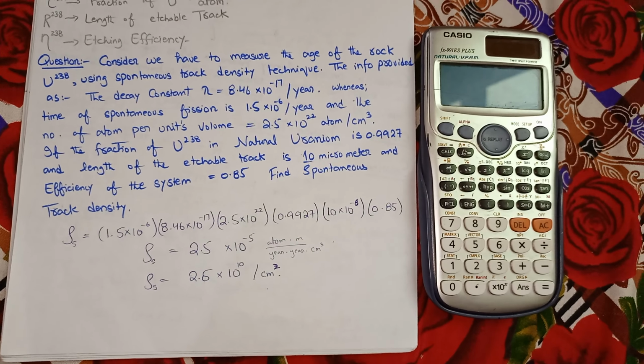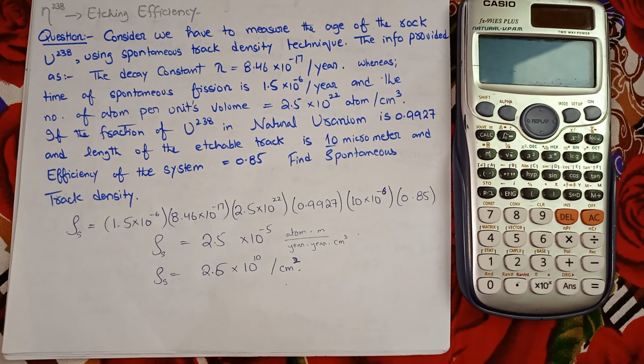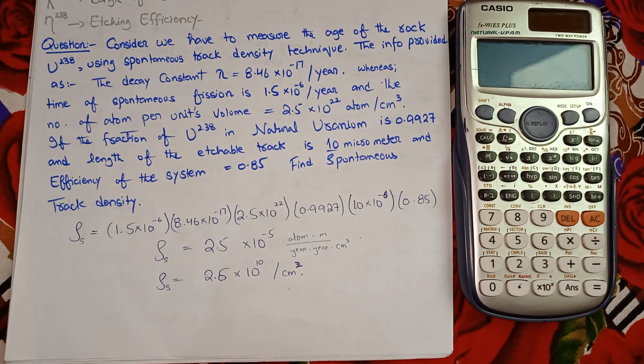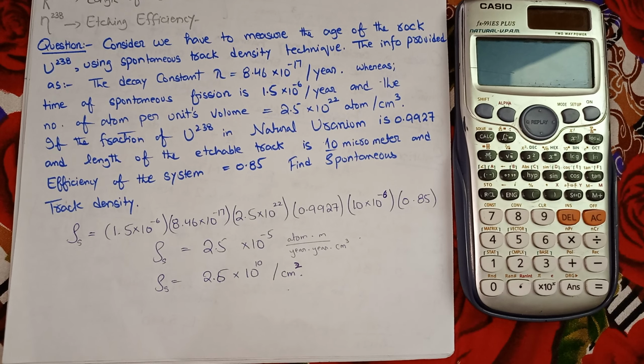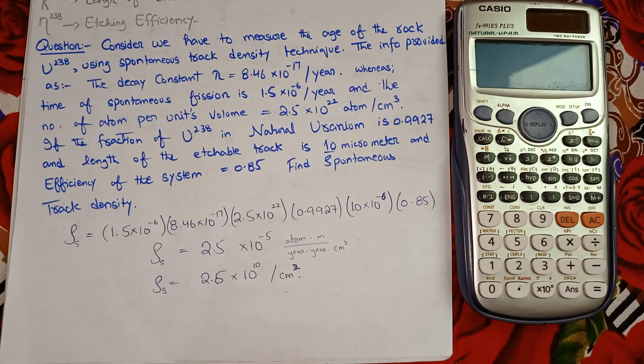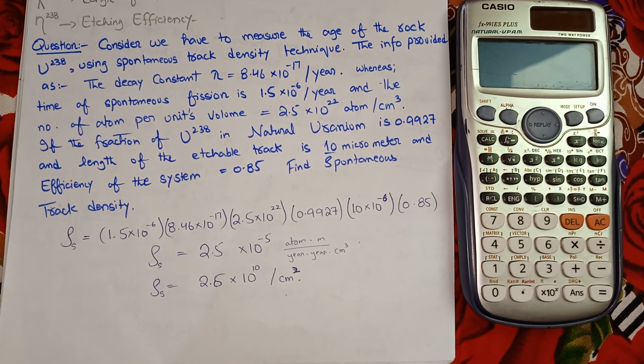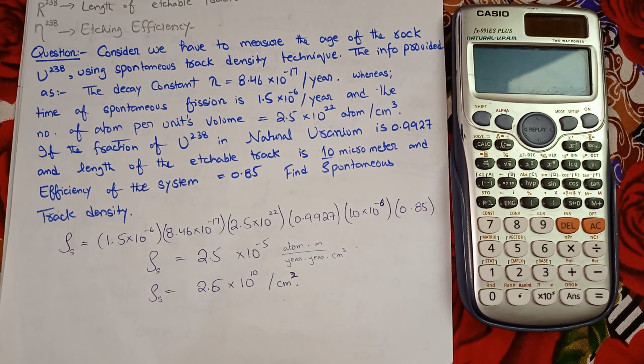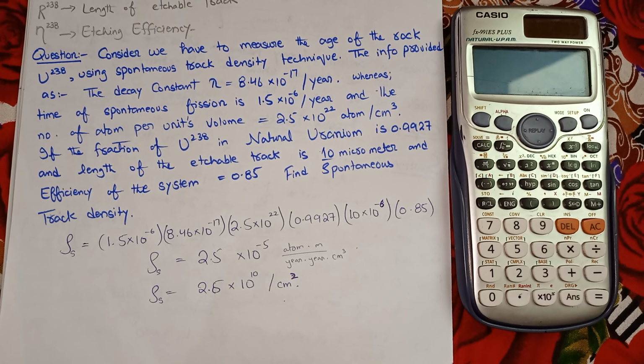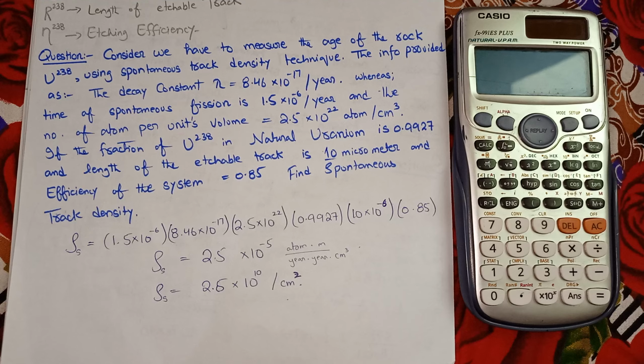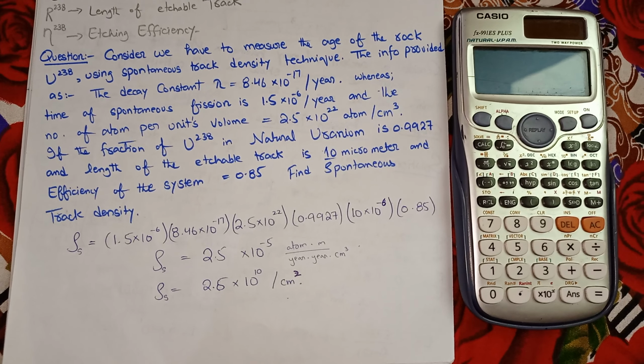Now move on towards our next problem, and our next problem is basically the topic from fission track dating. Let's start. The problem is, consider we have to measure the age of a rock containing uranium-238 using the spontaneous track density technique. The information provided as the decay constant is given.